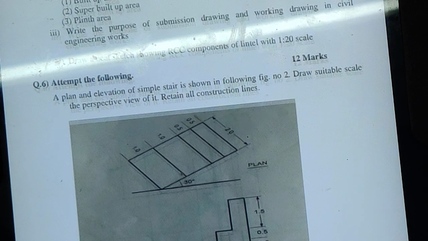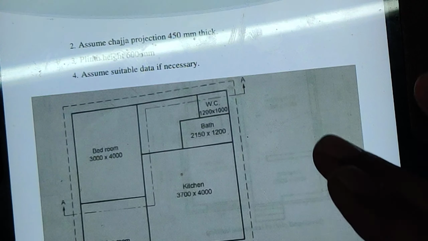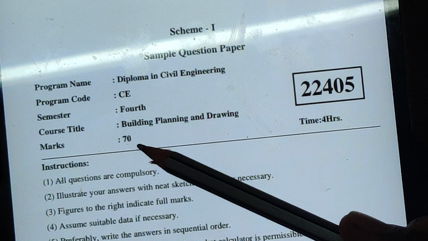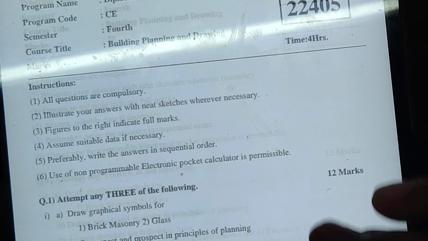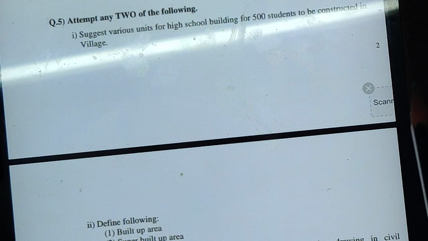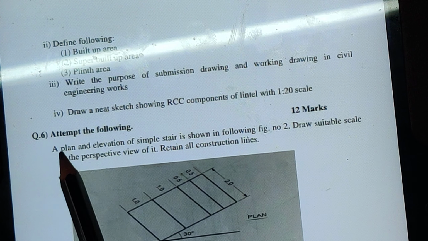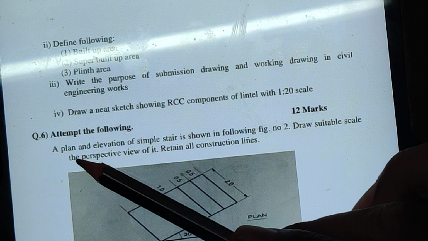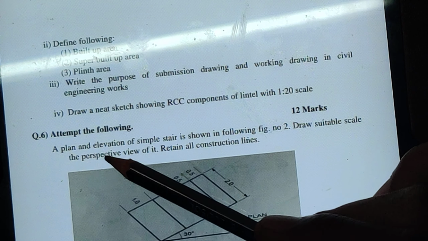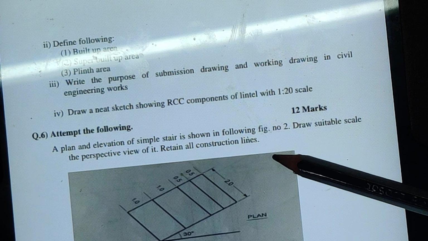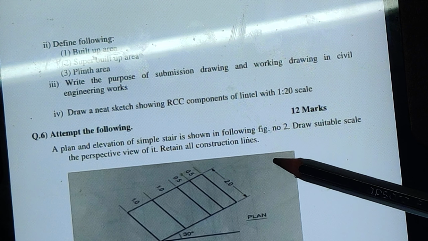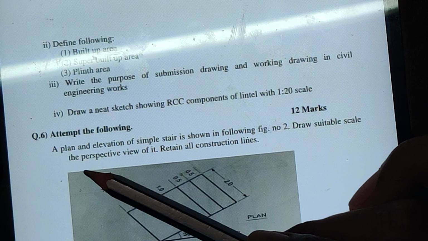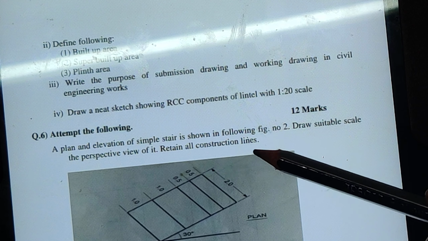Now you can see in your question paper, this question paper is for I scheme, a 70 marks paper for civil engineering. In this question paper we have the last question, question number 6. The question is: a plan and elevation of a simple staircase as shown in figure. Draw, to a suitable scale, the perspective view of it, retain all construction lines.